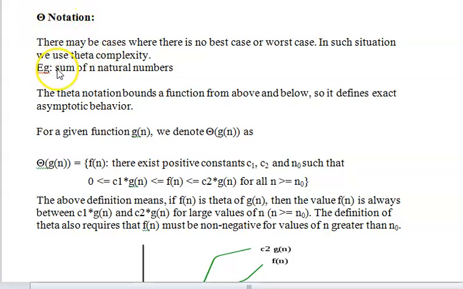For example, if we want to find the sum of n natural numbers, then there is no best case, there is no worst case. Whatever numbers we have, we will be adding them. In such cases, we will be using theta notation. The theta notation bounds a function from above and below.